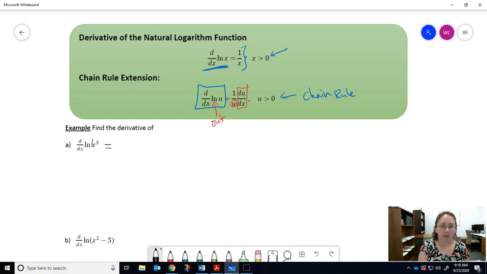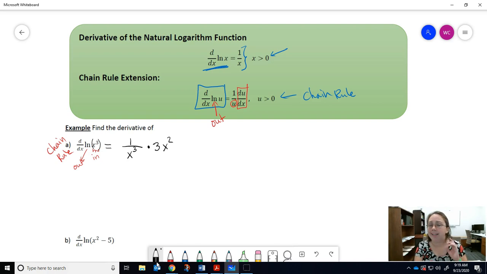So we have ln of x to the third. This is not just the ln of x case. This is the ln of u. So let's mark our inside. That's the x to the third. And let's mark the outside. In other words, I'm saying we need to use the chain rule here. So the chain rule says we do the derivative of the outside. Well, the derivative of ln is 1 over whatever was inside, x cubed. But you're not done. You still need to multiply times the derivative of the inside. The derivative of our x cubed is 3x squared.